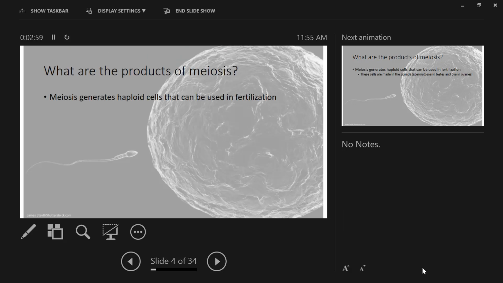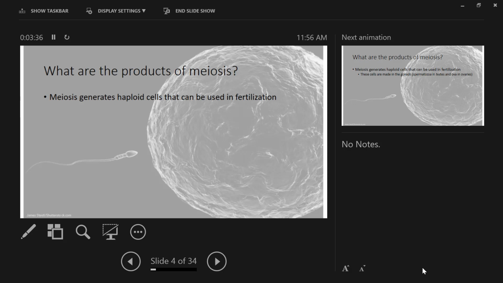To sum this up in text: meiosis generates haploid cells that can be used in fertilization. So in sexual reproduction, you're going to take one of your cells, and it's going to fuse with a cell from another individual to generate a normal embryo. And normal embryonic cells have 2 copies of the genome. So if you took a cell from your body that has 2 copies of the genome and fused it with a cell from another person that had 2 copies of the genome, now you have a cell that has 4 copies of the genome.